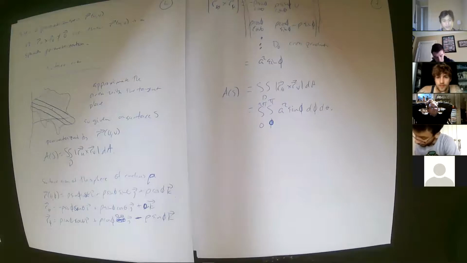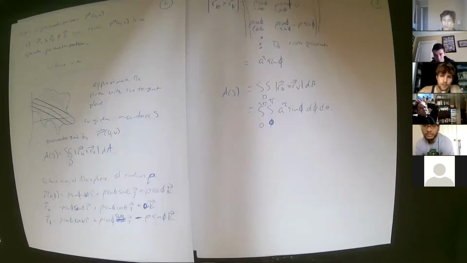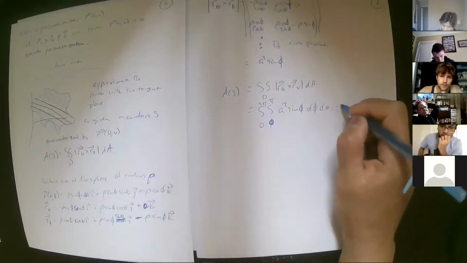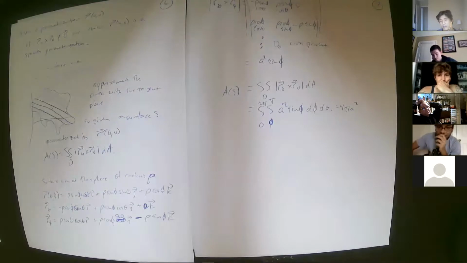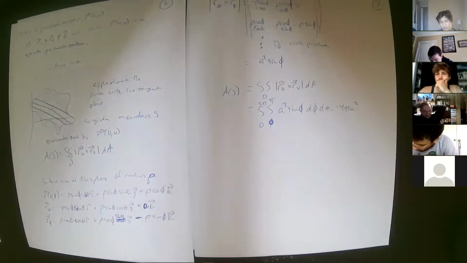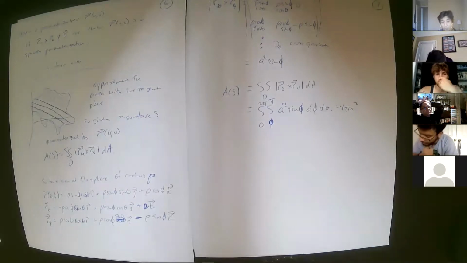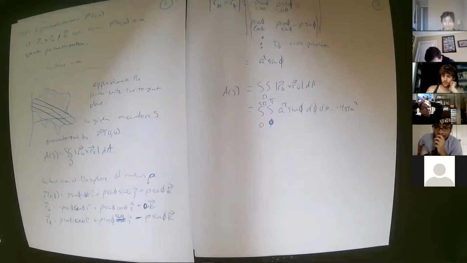Don't really care that much though. I think we get 4 pi a squared. The a squared comes out. It's the integral of sine from 0 to pi, which is not 0 because we only take half of it. It should be 2, something like that. We can compute that.